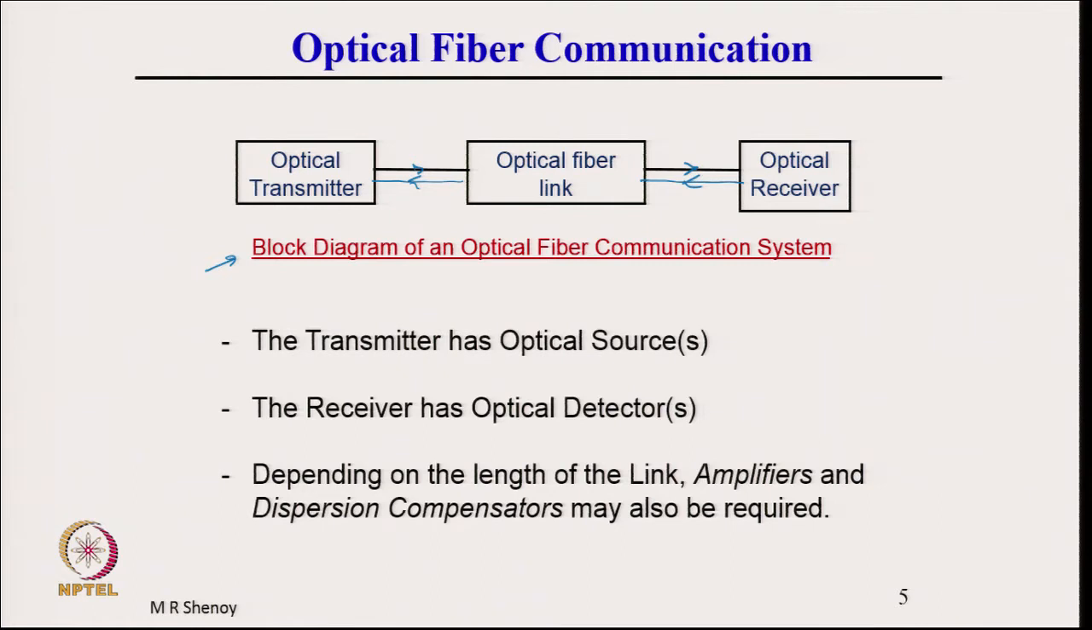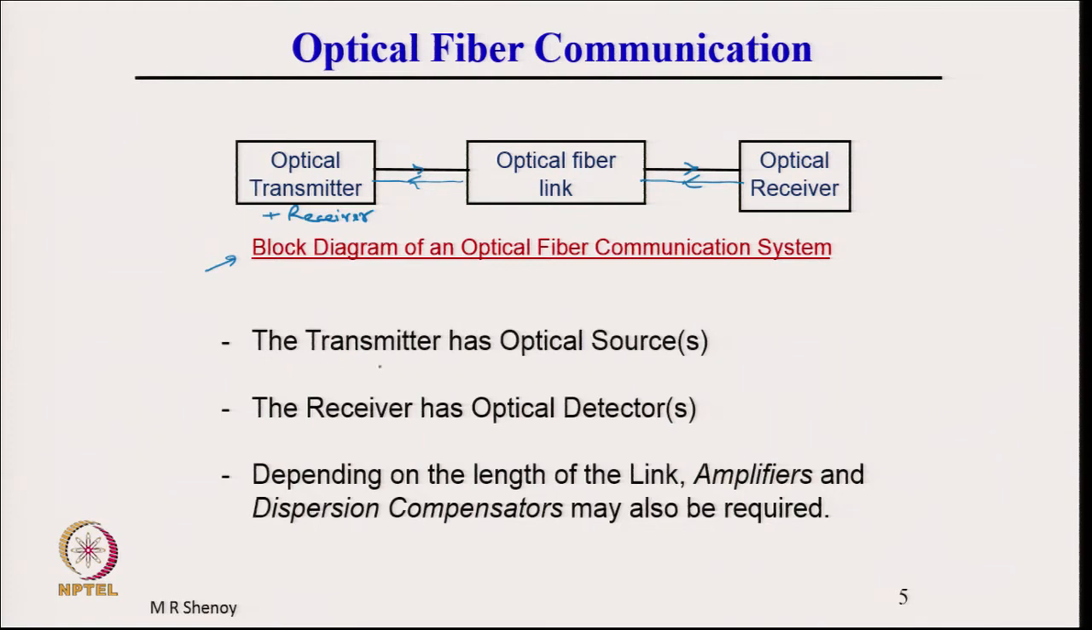The transmitter actually has a transceiver, a transmitter plus receiver. So, in a real system there is a transmitter and receiver, which is also called a transceiver, so that there is two-way communication. Broadcast is one way, but communication is always two-way. So, the block diagram of an optical fiber communication system in simple terms can be shown like this.